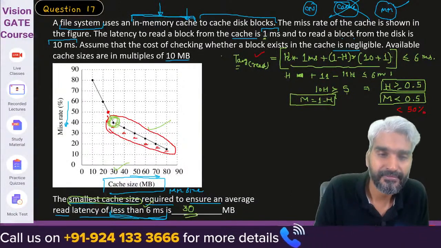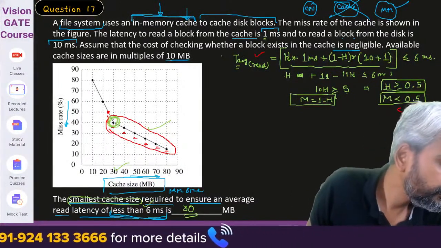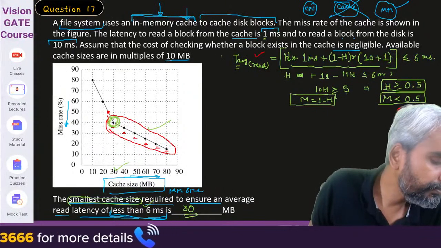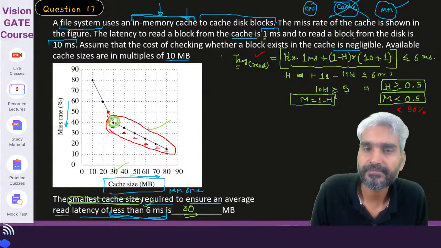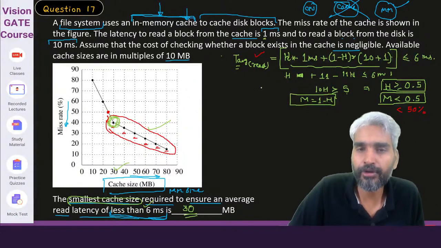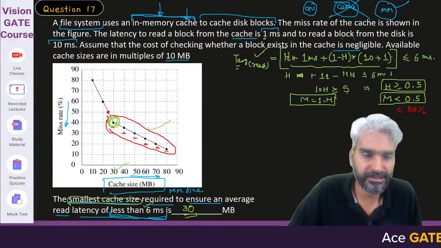Clear? Is this okay? What happened, Manaswi? Anything wrong? This is the average access time, the normal formula for average access time. Why are you scared?